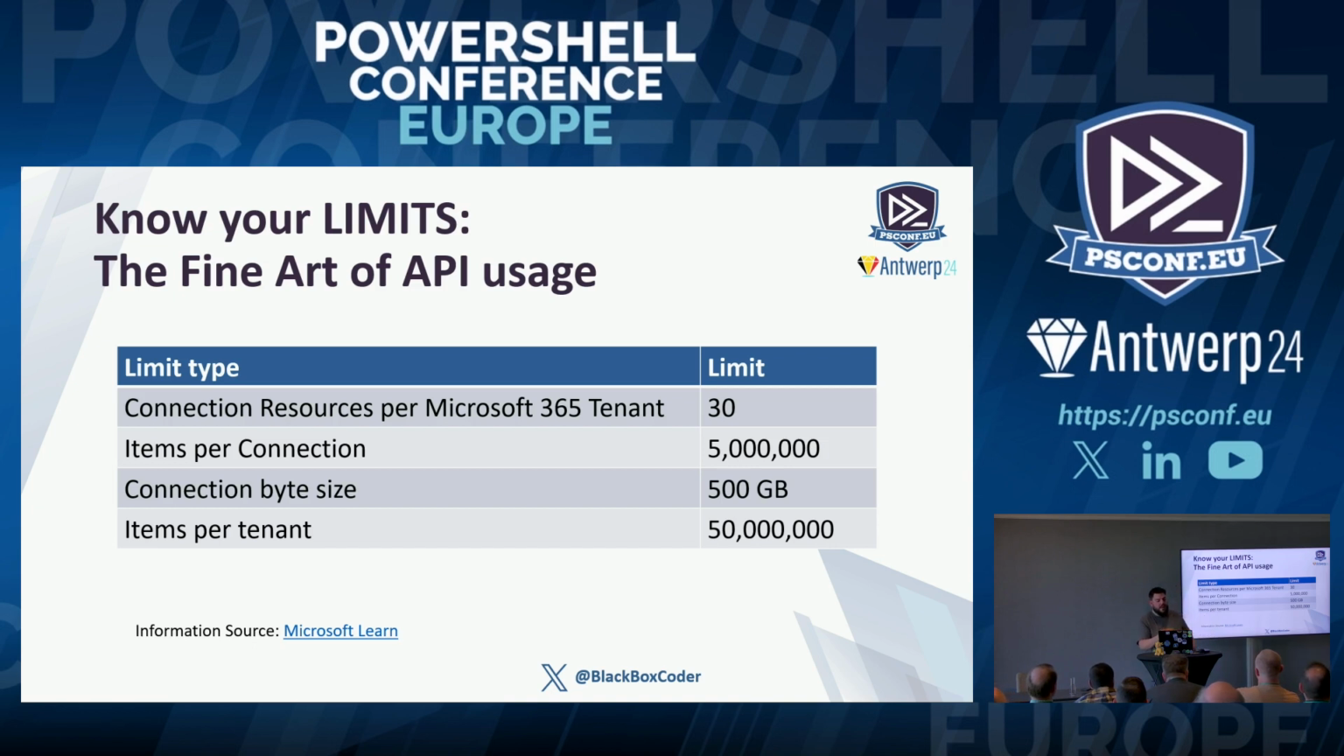And we can only have, for example, 5 million items per connection, or connector, as you might say. But if you do the math and look at the last row, there are only 50 million in total. And 30 times 5 million is a little bit more, so be aware of that. Also, the connection byte size of 500 gigabytes depends on the content you put in there. So be aware of that. There are a lot of limitations.